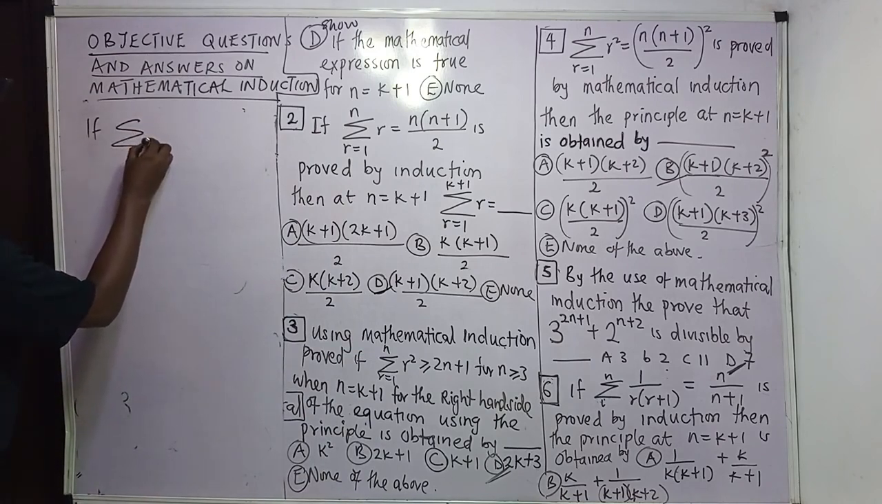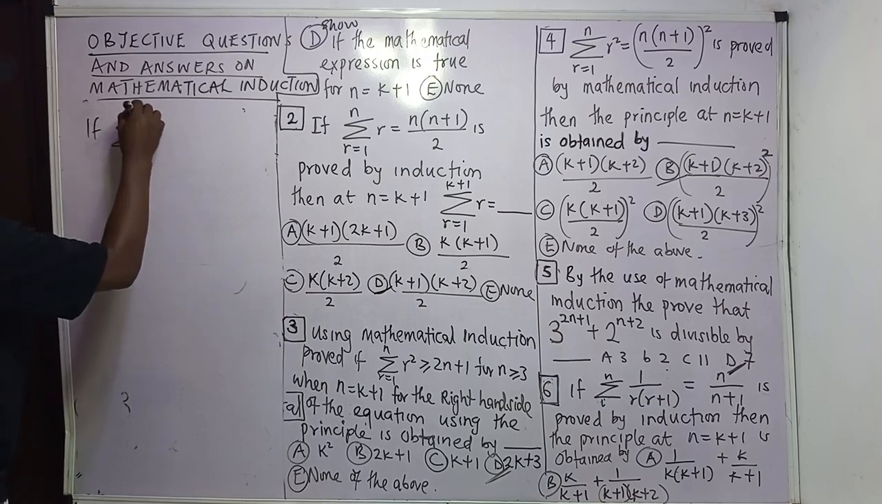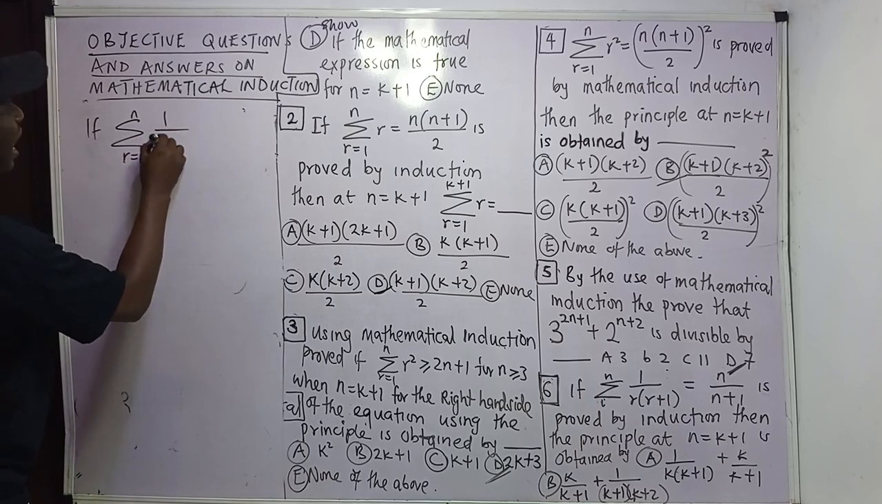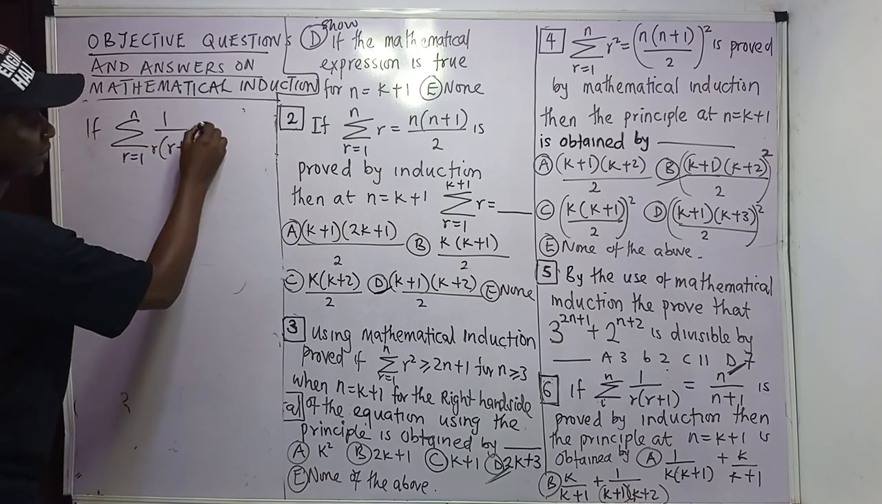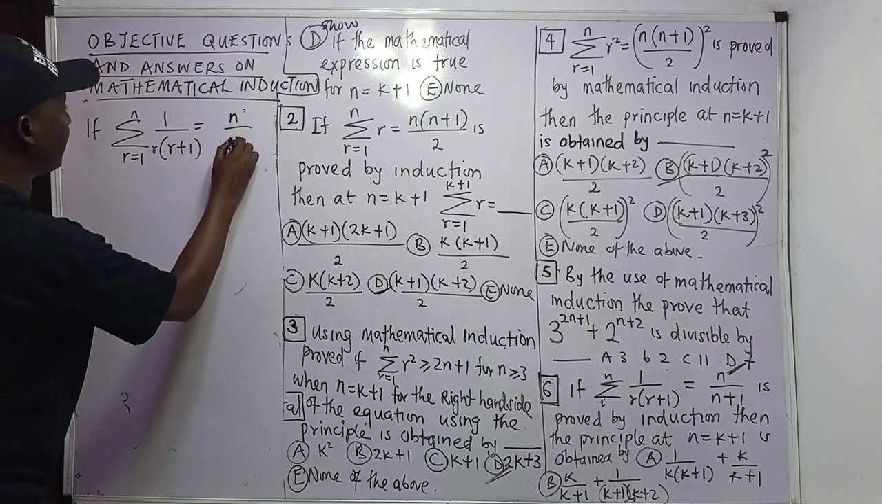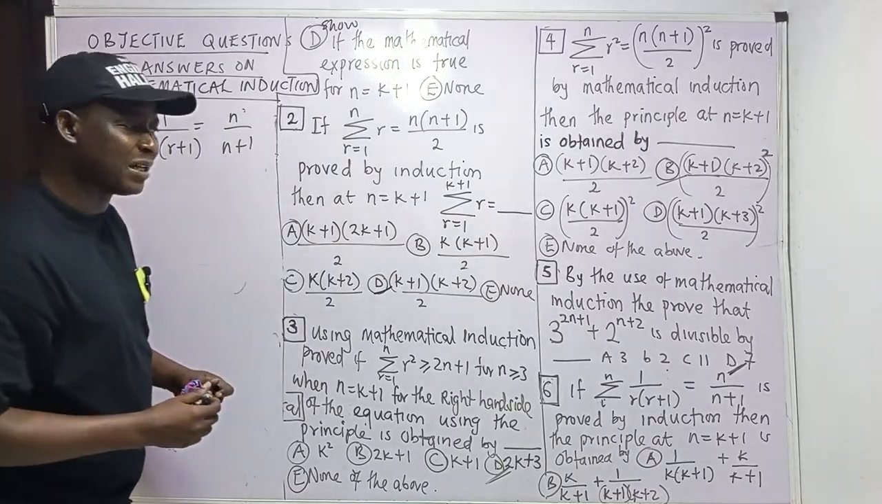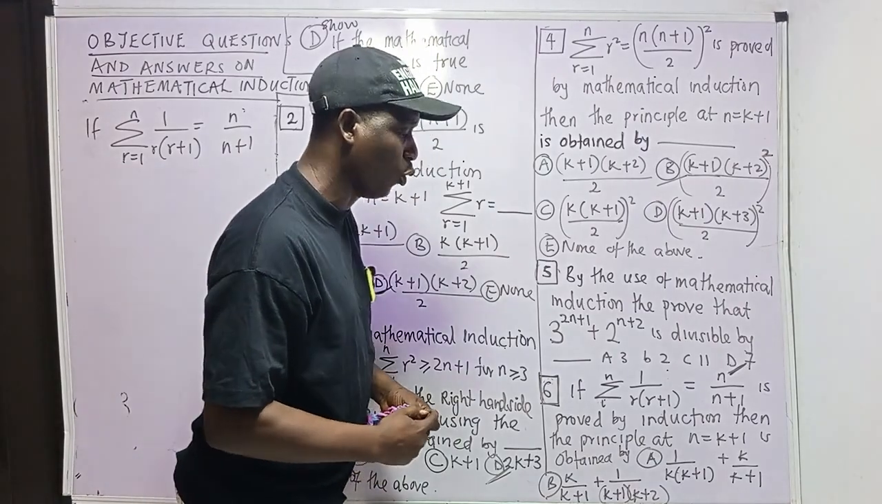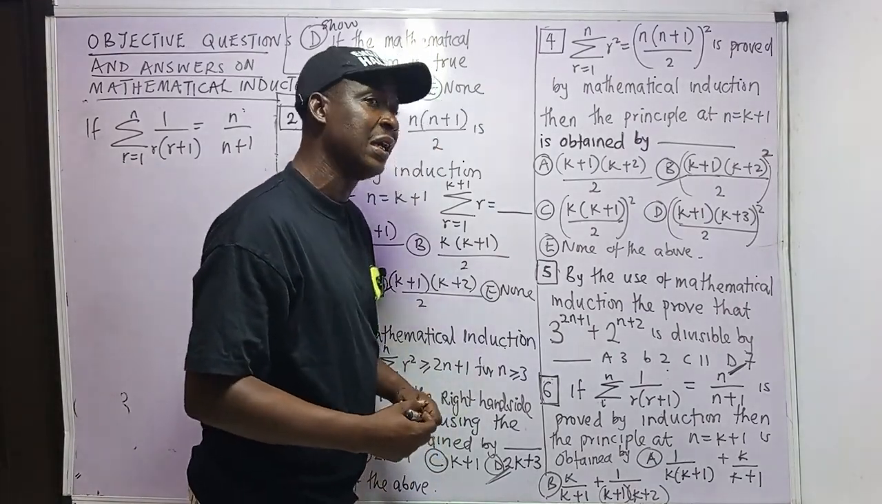If the sum of 1 over r into bracket r plus 1, for r starting from 1 and ending with n, is equal to n over n plus 1, it is proved by mathematical induction. The principle at n equal to k plus 1 is dash.